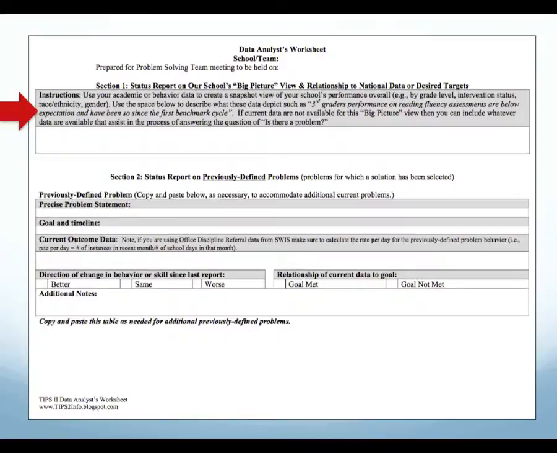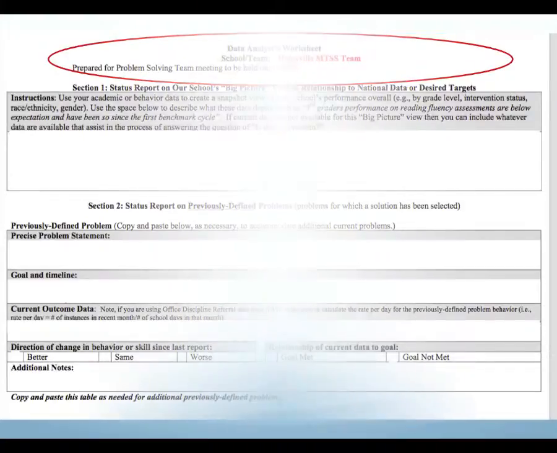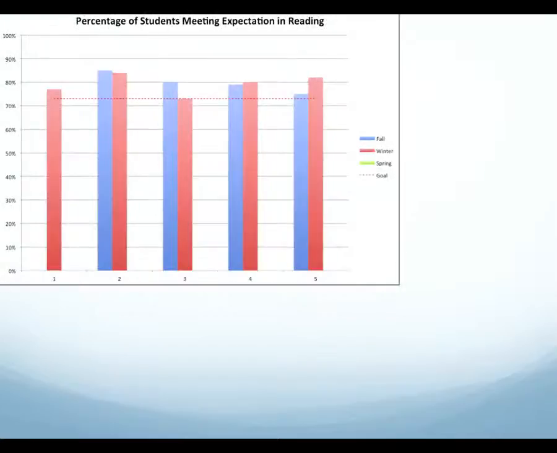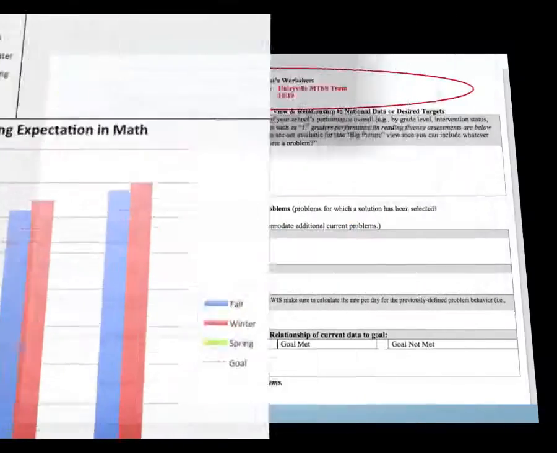It's divided into 3 sections. The first section is going to look at the big picture of data. It's going to ask the question of, is there a problem? Let's take a look at an example from Hallie View Elementary School. We're going to look at data of the percentage of students at or above their goal line in reading first. And now again, a big picture look at the percentage of all their students who meet expectation in math, again, well above their goal.